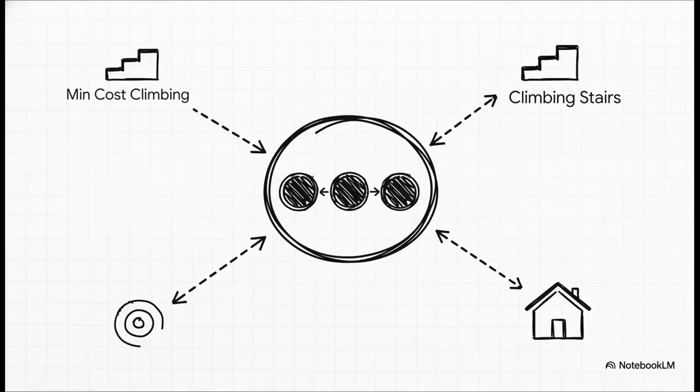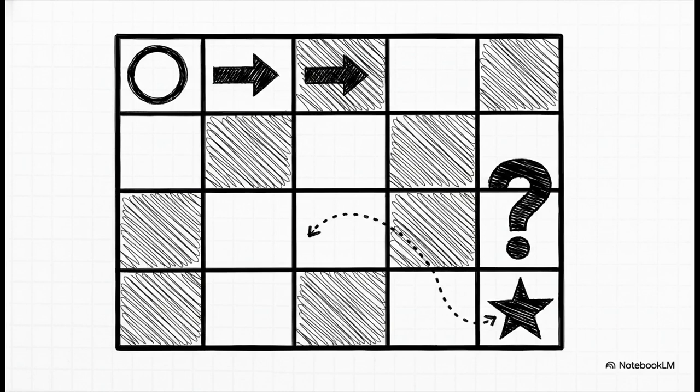And once your brain clicks into seeing this pattern, you suddenly see it everywhere. You look at a problem that sounds totally different, like min-cost climbing stairs or the famous house robber problem, and you'll realize, wait a second, this is the same thing. It's just the staircase problem in a different costume. It's all the same underlying pattern. Okay, so that's one pattern down.